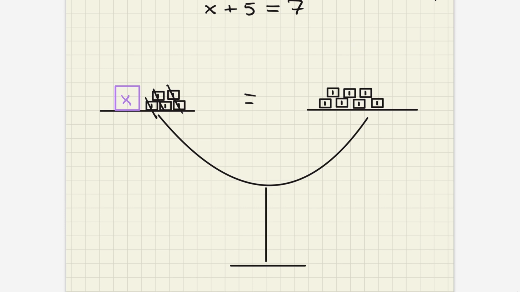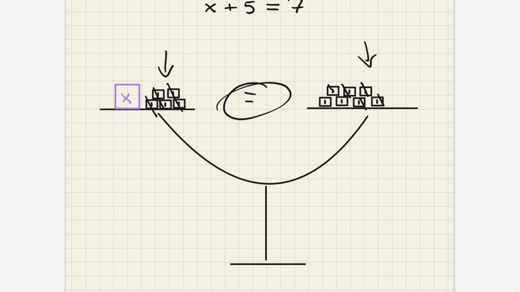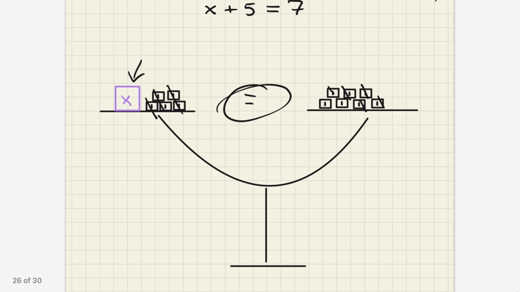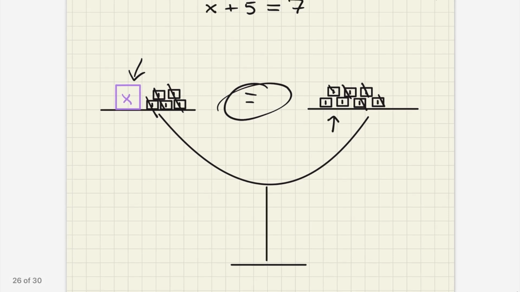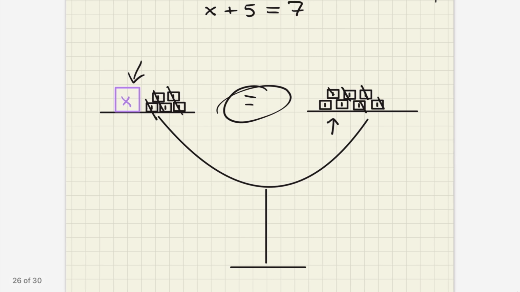So we just crossed out 5 weights. So we can cross out 5 weights here as well. And then the scales would remain balanced. We've taken away the same amount of weight on the left-hand side as we have on the right-hand side. And so the scales should still be balanced. And then we will get x alone, just the single x kilogram weight, and we are left with 2 1-kilogram weights on the right-hand side. So from that, we can say that x is equal to 2.